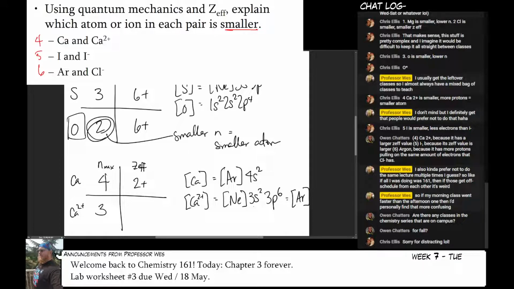And then if I do Z effective, this will just be 2. But then Z effective for, oops, let's use a different color, Z effective for my new valence layer right here will be 20 minus 10 equals 10. Which is way more. So both of these factors together say that calcium 2+ is smaller.